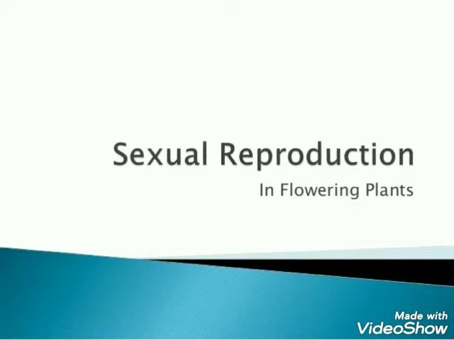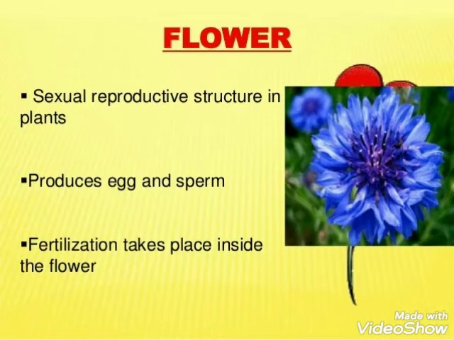Sexual reproduction in flowering plants. First of all, we will study about flower. Flower is the sexual reproductive part of any angiosperm plant. It develops after the completion of the vegetative phase. It helps in the production of male and female gametes, which are known as sperm and egg cell.